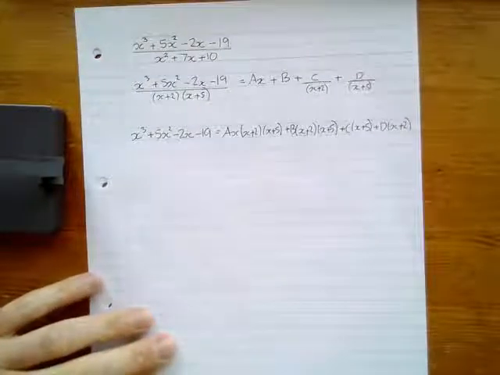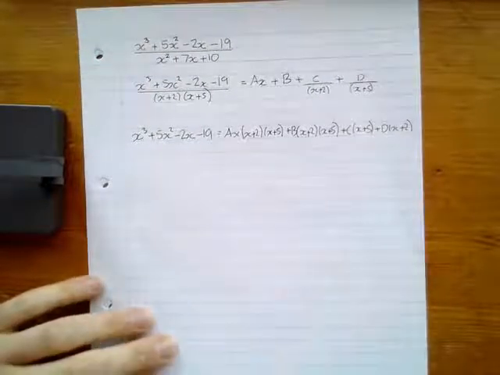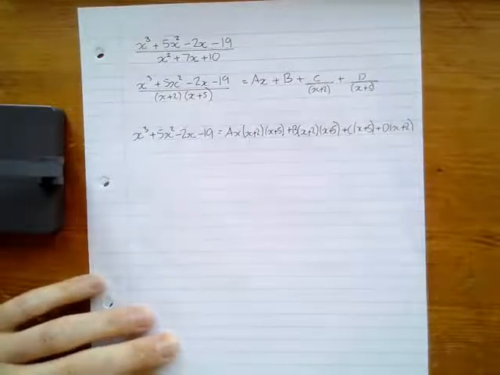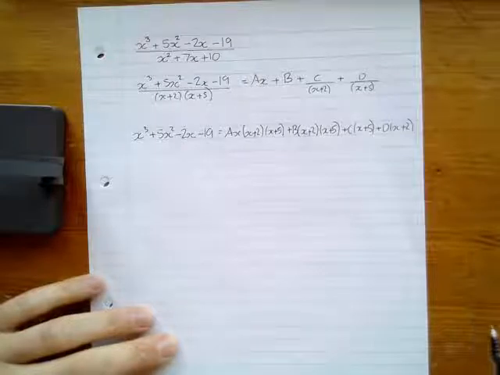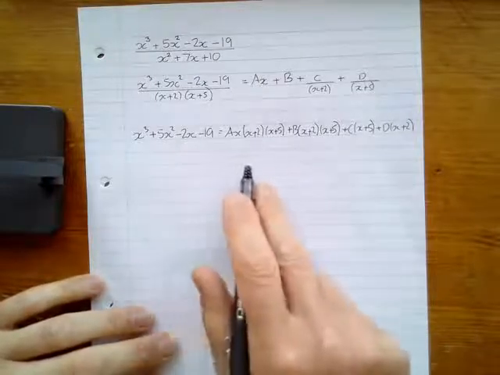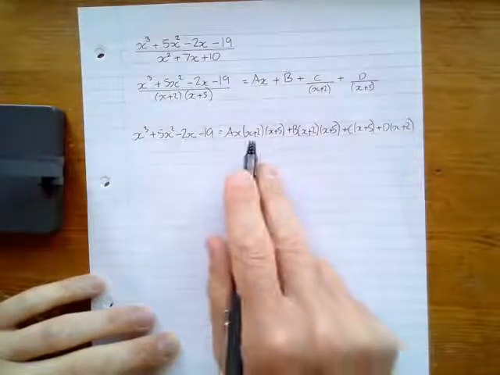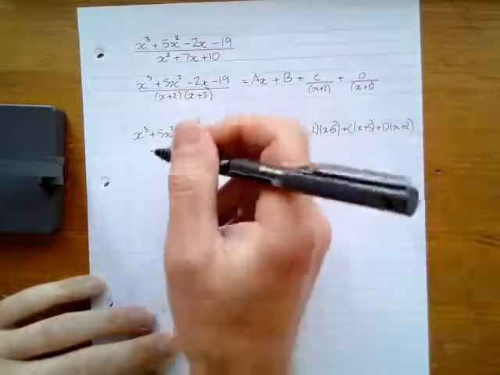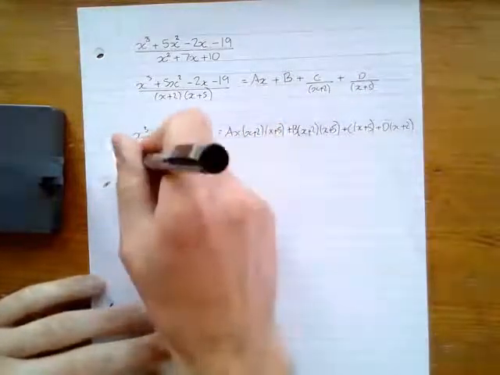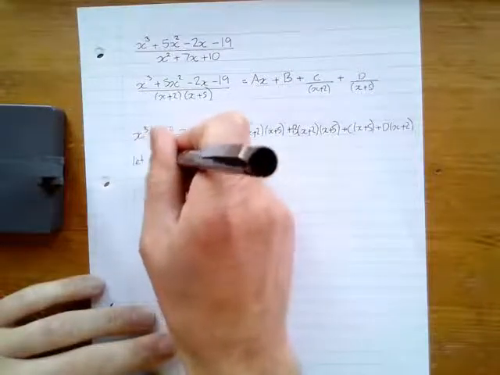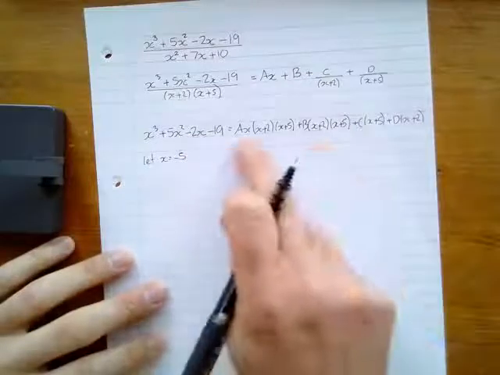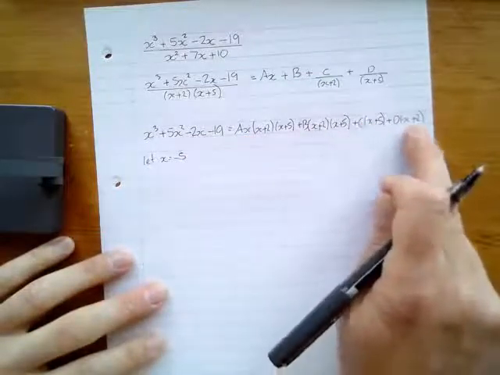You choose cunning values of x that will allow things to cancel out and make it easier to find a particular value. So I'm going to start by using a cunning value of minus 5, because that will eliminate that term, and that term, and just leave me the D term. So minus 5 is my cunning value of x. I'm going to sub it in here and here. I can ignore all of that because it's going to be 0, and just sub it in here.